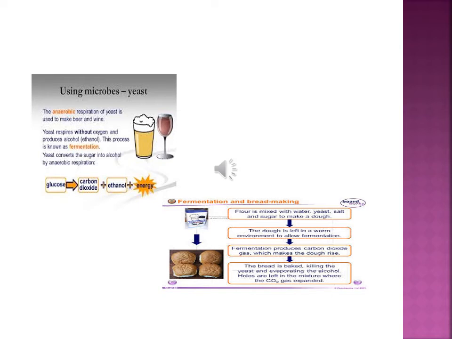This process is known as fermentation. So fermentation is the process of breaking down substances into simple substances by using microorganisms like yeast and bacteria, to create wines, beer and other food products.